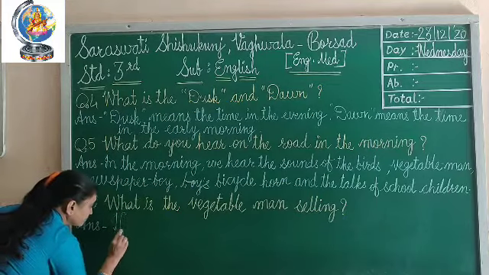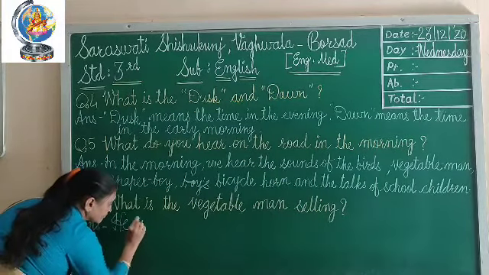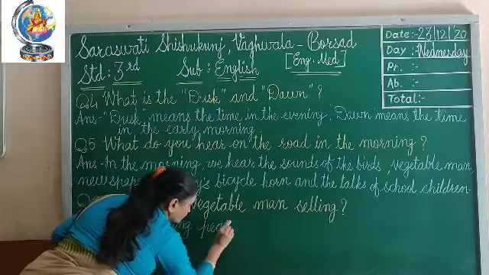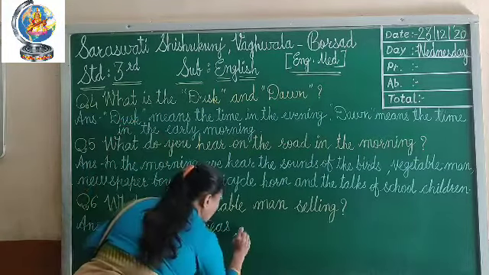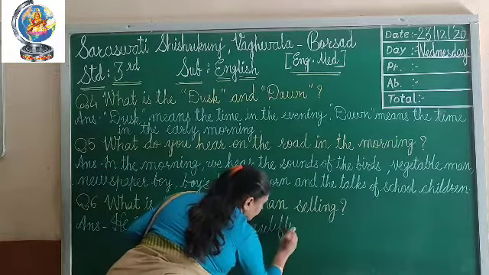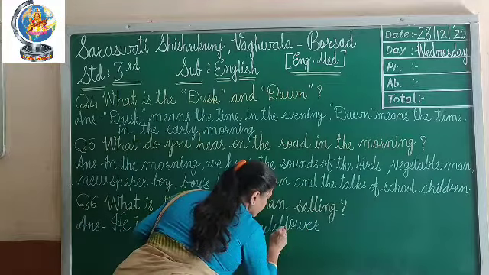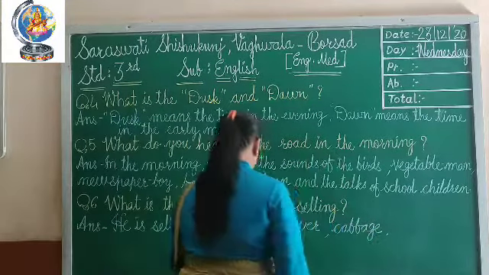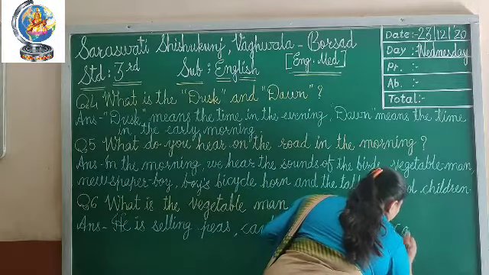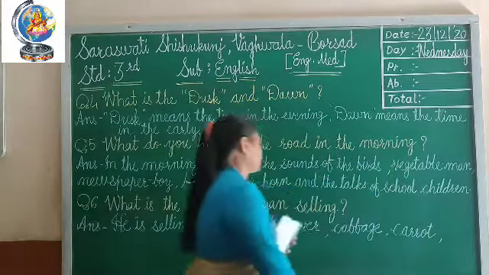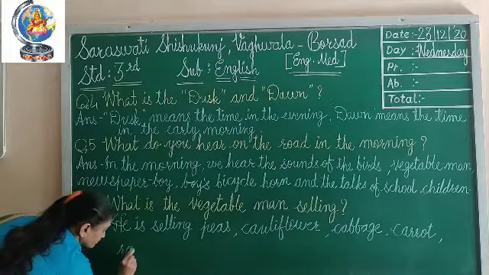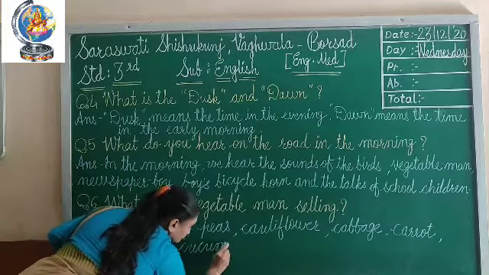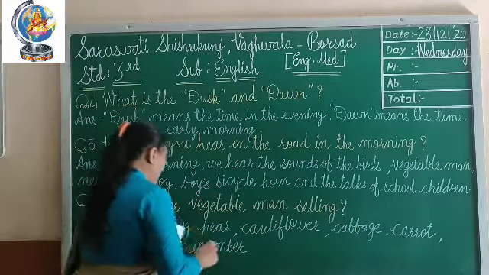He is selling then cabbage, carrot, radish, cucumber, and potatoes.